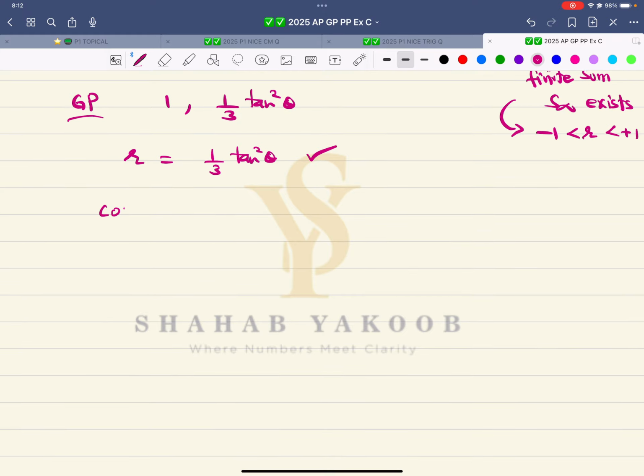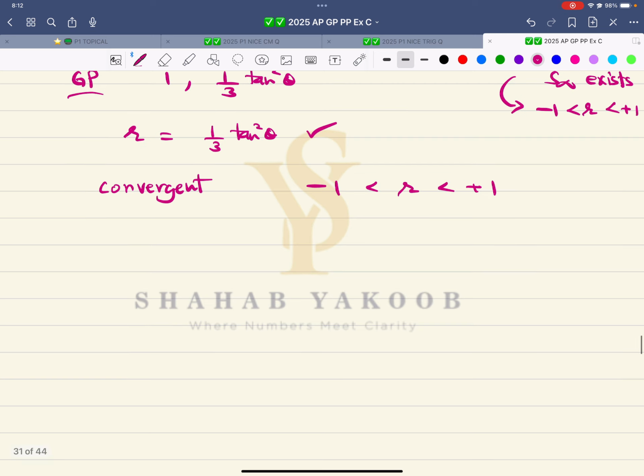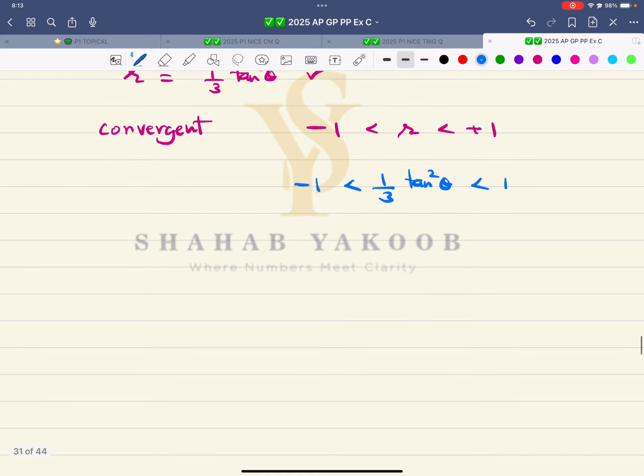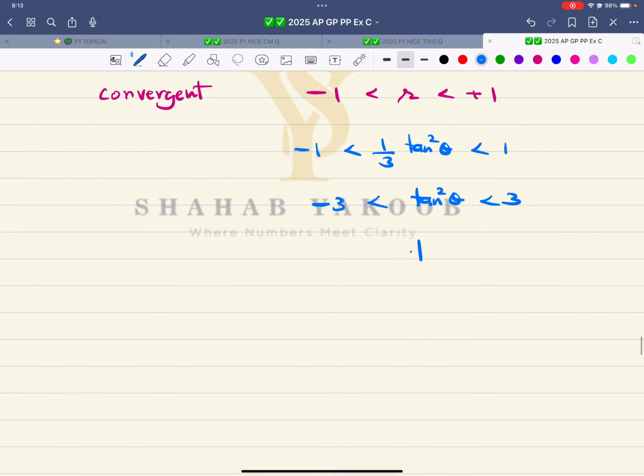Now, in order for the series to be convergent, the common ratio should lie between -1 and +1. This common ratio, 1/3 tan square theta, lies between -1 and +1. Let's slowly and gradually make theta the subject. Multiplying by 3, tan square theta lies between -3 and +3. So now tangent theta lies between -3 and +3.